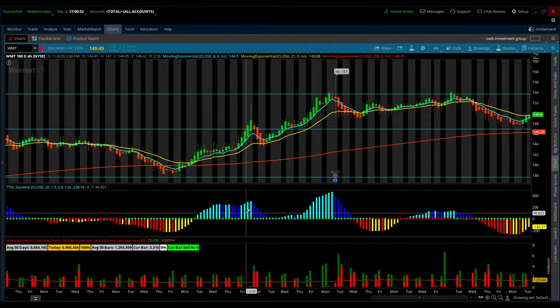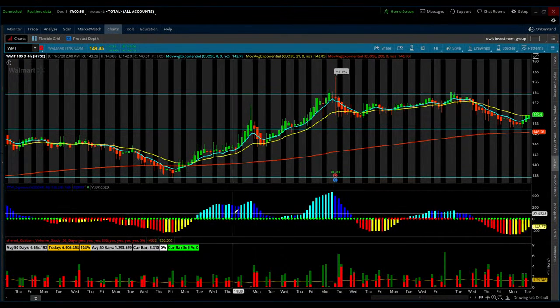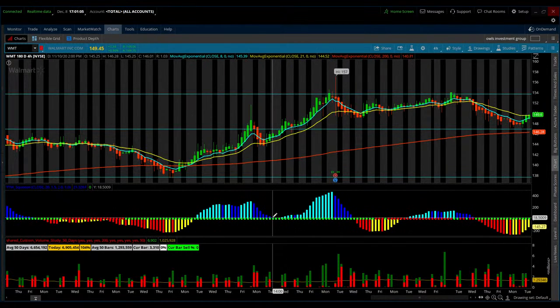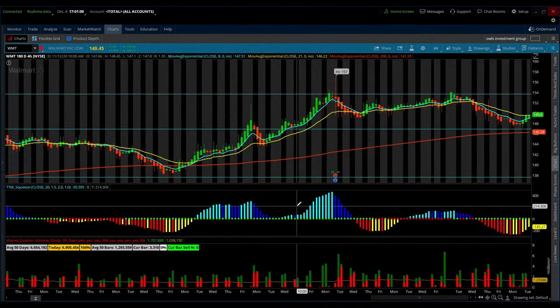So as you can see here, it's bullish the whole time, but now it's starting to lose momentum. You see two dark blue bars. That means it's starting to lose some momentum, and the squeeze is still on. This TTM squeeze is a good indicator for the daily, the 4-hour, and the weekly.